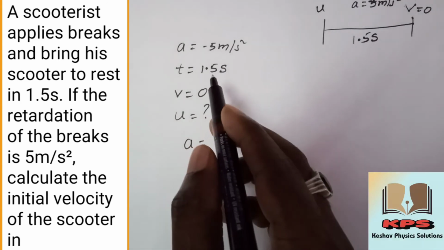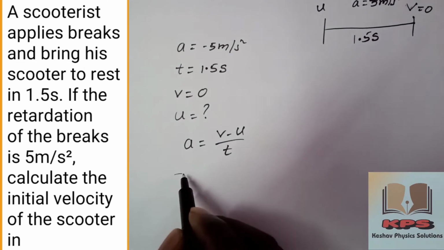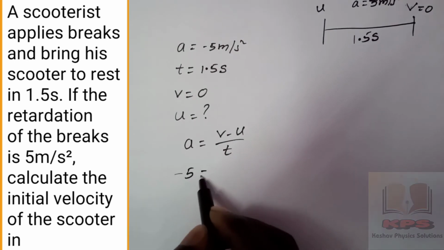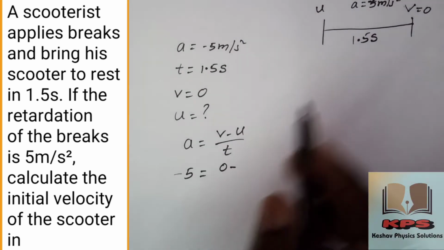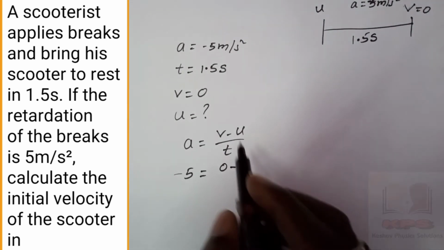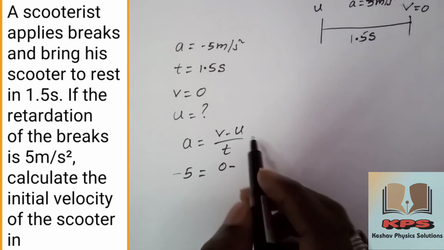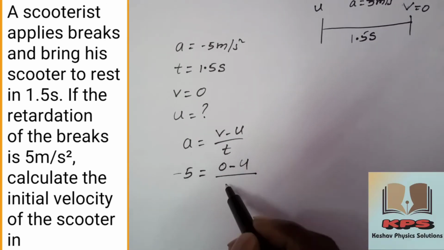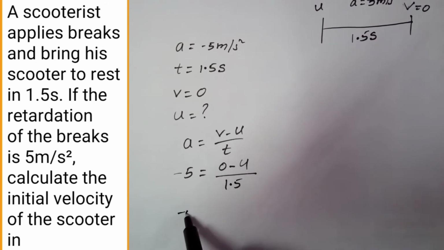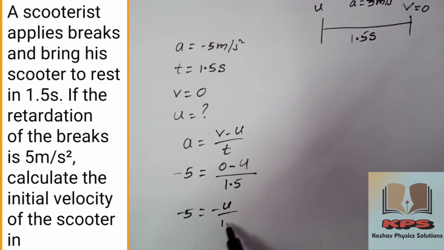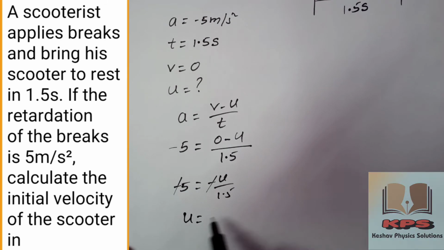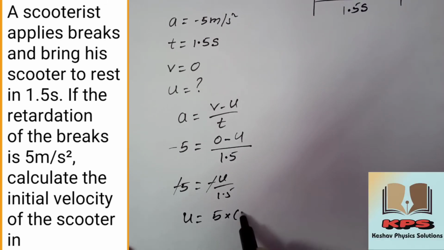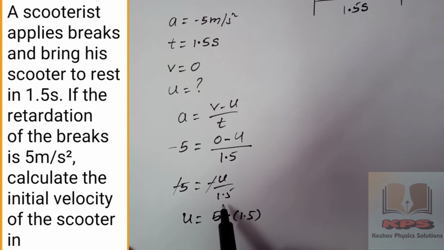Here acceleration is nothing but decreasing velocity, retardation, so minus 5 is equal to v, the final velocity, which is 0, minus u, we have to find this one, divided by t, the time, 1.5. So minus 5 is equal to minus u by 1.5. This negative sign gets cancelled, and u is equal to 5 into 1.5. We did cross multiplication here.